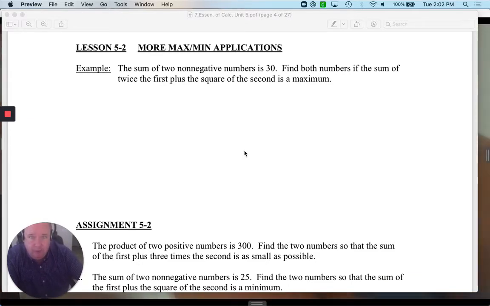So we have two numbers. So I'm going to let x equal the first number, and then y can be the second number. And then write an equation. So the sum of them is 30. So we know that, so that's secondary. What am I looking for? If the sum of twice the first plus the square of the second is a maximum. So I'm just going to let that equal m.